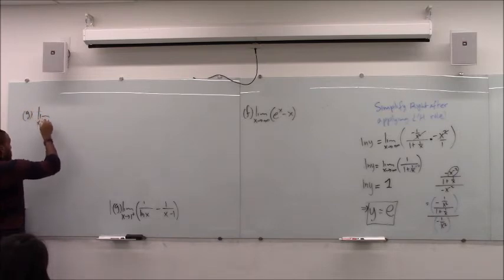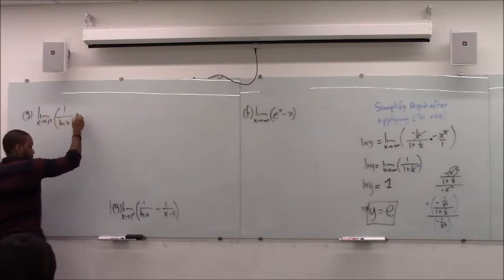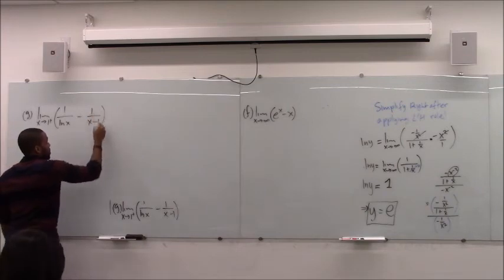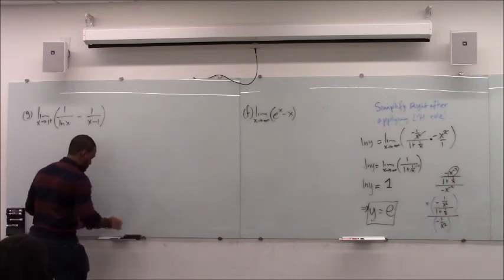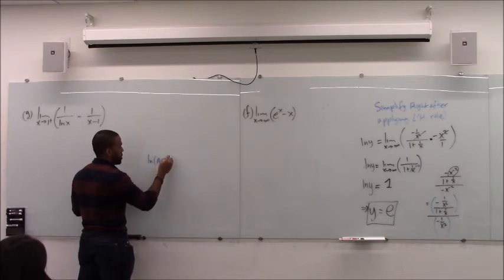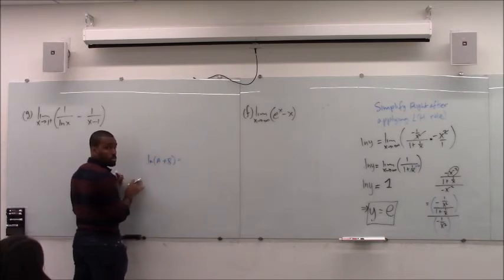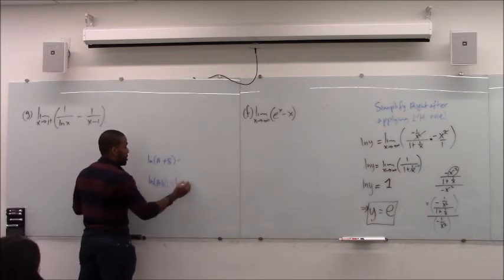Now, the log is a powerful thing, but remember, there are certain rules that govern how we can use it. In particular, do we have a rule that talks about the log of something plus something? Log of a times b? What is the log of a times b? It's the ln of a plus ln of b, right?